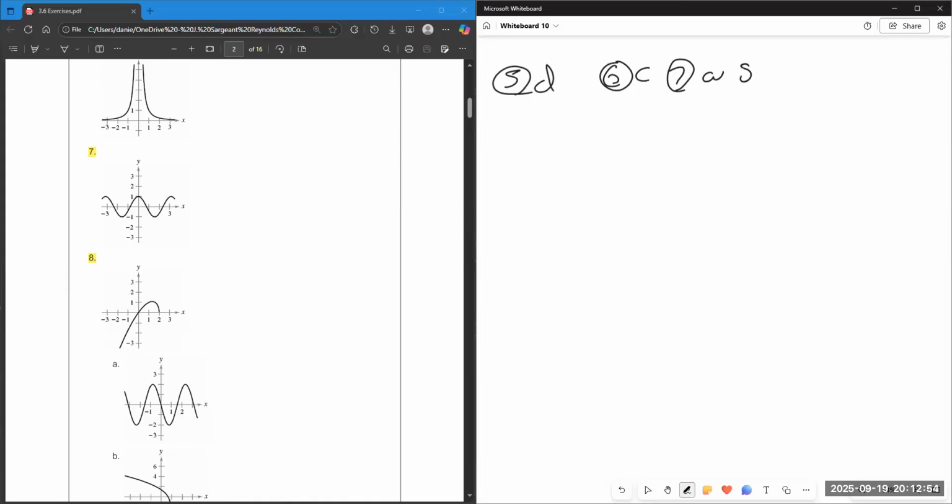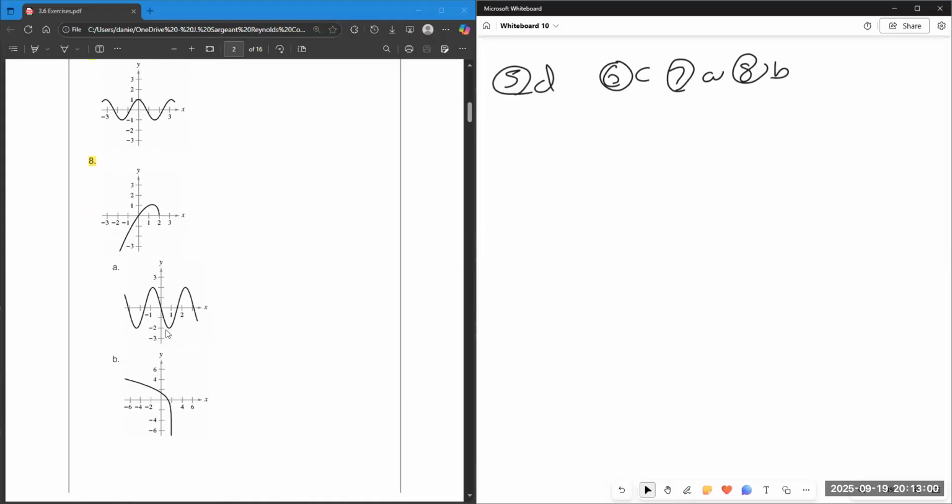And then 8 has to be B because we're matching. And that makes sense to me that we're approaching vertical negative slope there, and we have a local maximum there, so we're going to go through 0, and this is increasing. It's positive here, so that makes sense.